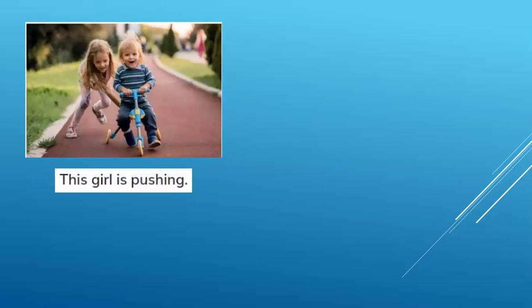Okay, see in the picture, what is the girl doing to the bicycle? This girl is pushing the bicycle. She is using a force to move things away from her. So when the girl is pushes the bicycle, it moves away from her. The forces can move things.